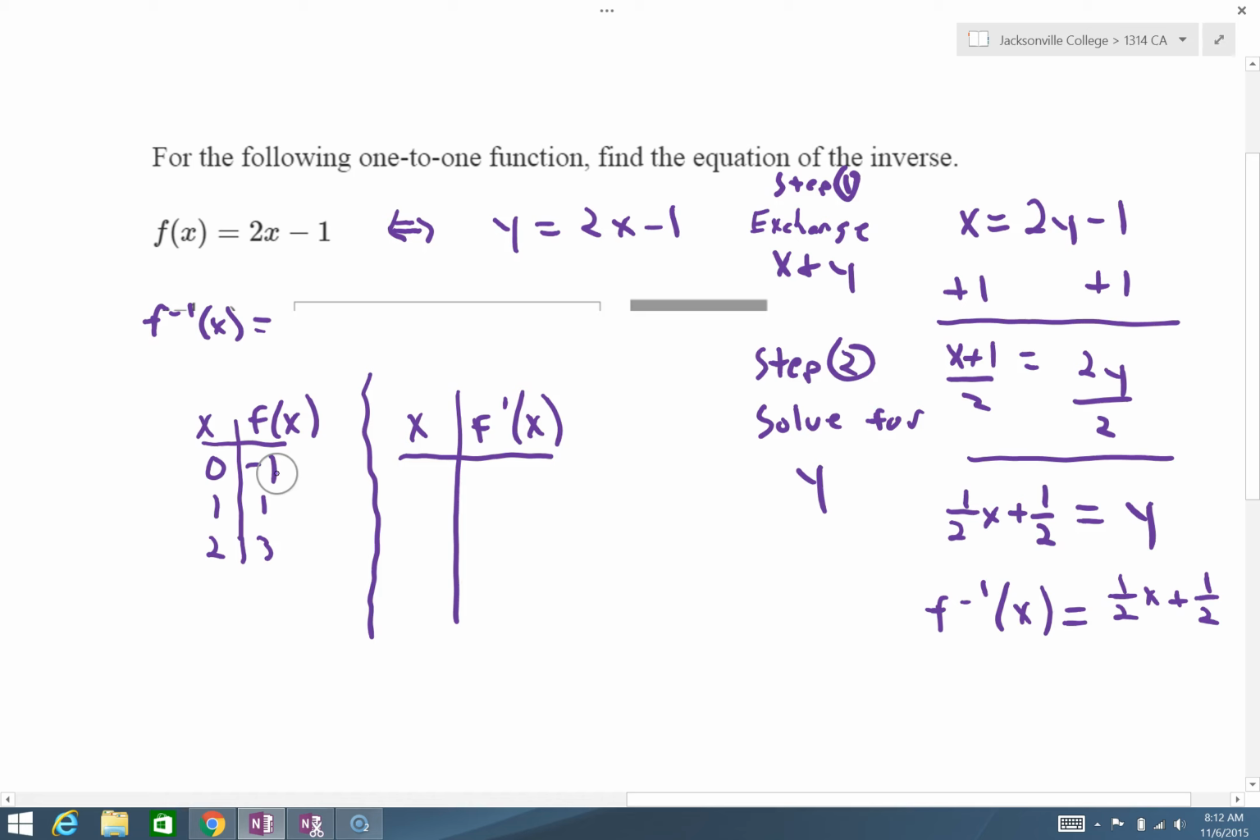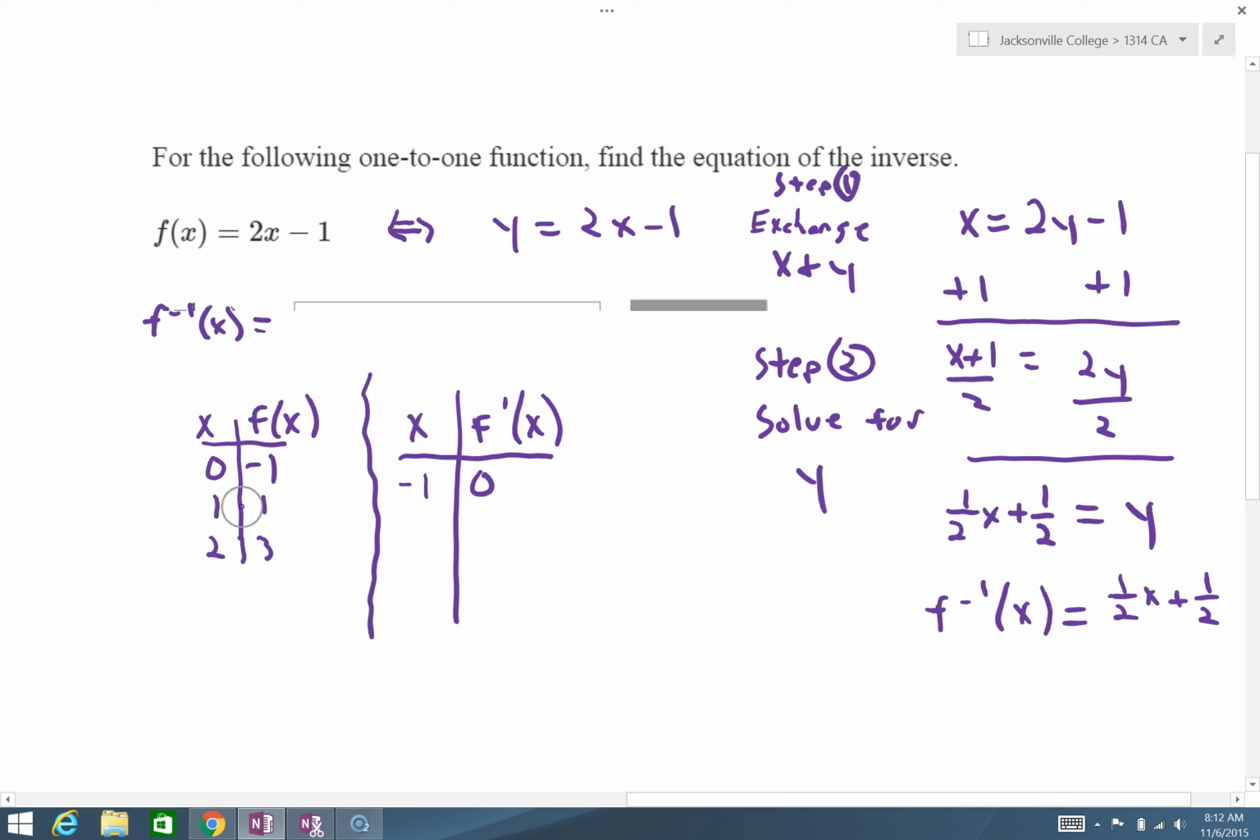So I'm going to use this first y, -1. Substituting -1. 1/2 times -1 is -1/2. -1/2 plus 1/2 is 0. So here you can see 0 goes with -1. Here -1 pairs with 0.